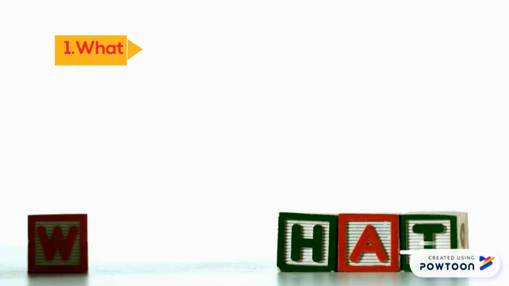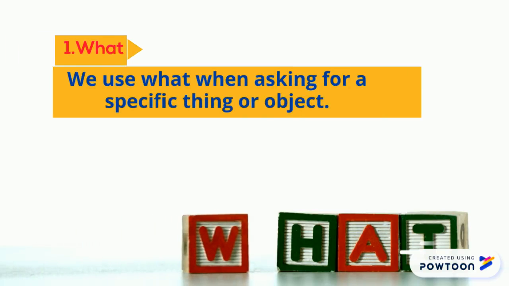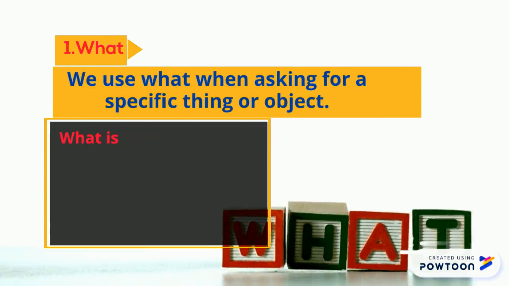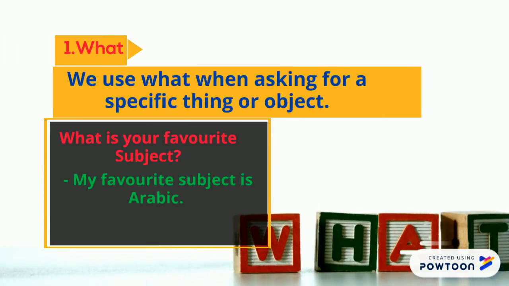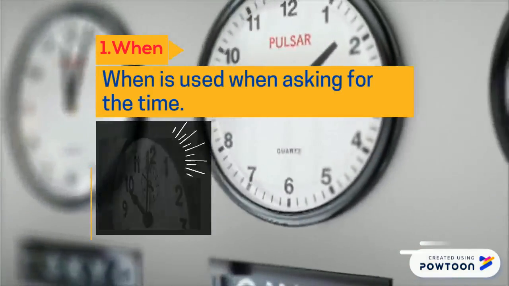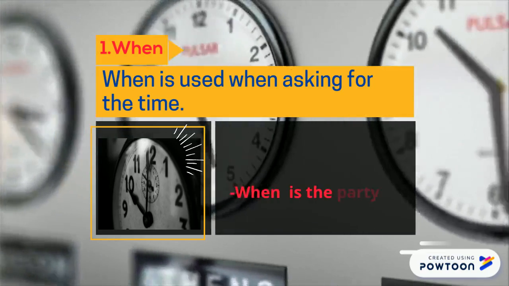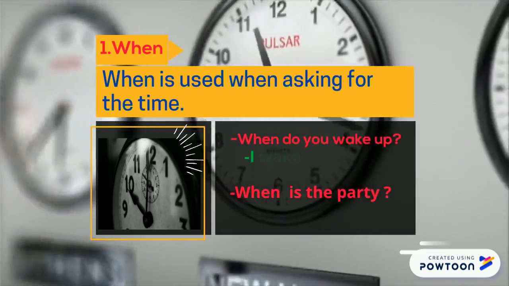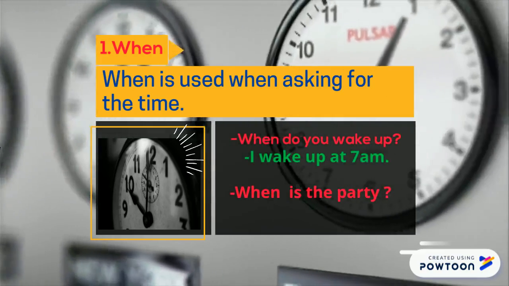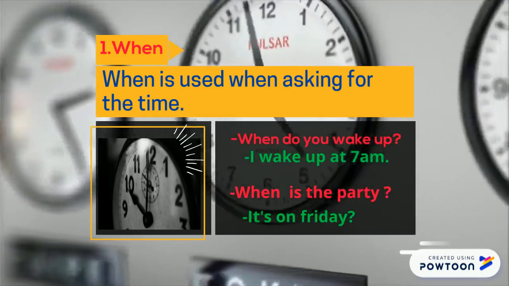For what, we use what when we're asking for a specific theme or object. For example, what is your favorite subject? My favorite subject is Arabic. When is used when asking for the time. For example, when do you wake up? I wake up at 7 a.m. When is the party? It's on Friday.